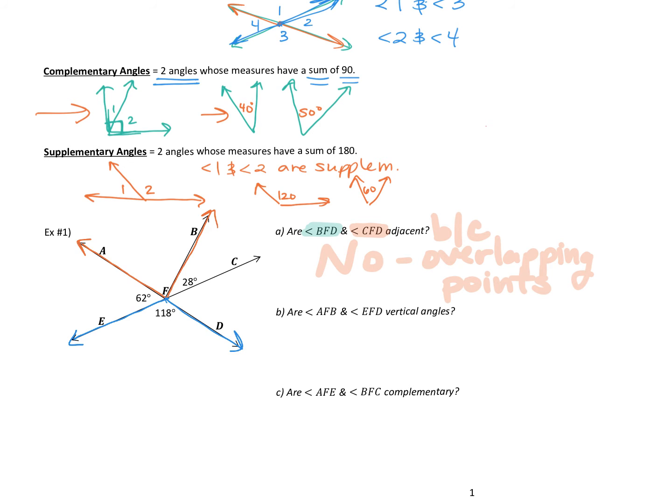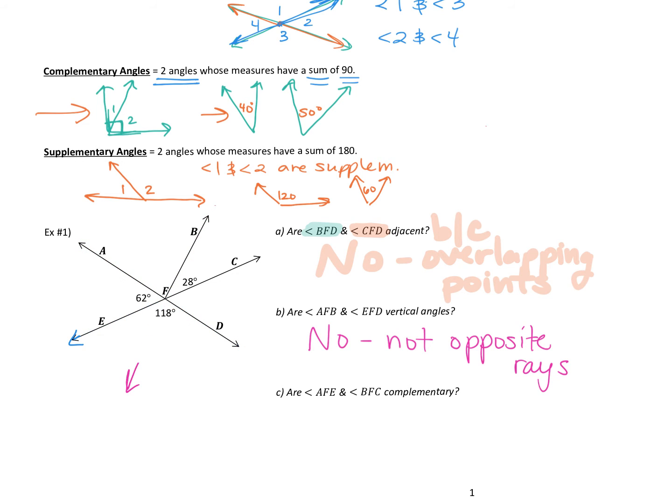I see a handful of opinions. Everyone else is not sure. The answer is no. Remember, by definition, vertical angles have opposite rays. If you think about that, the opposite ray for FB would have to go through here, and it doesn't. So they're not vertical angles because they're not opposite rays. All right, last one of these.